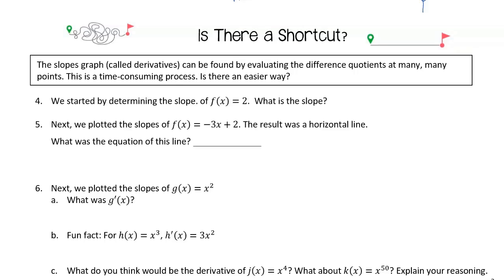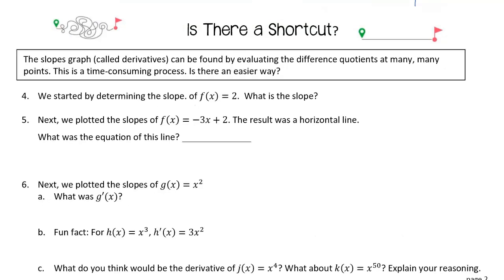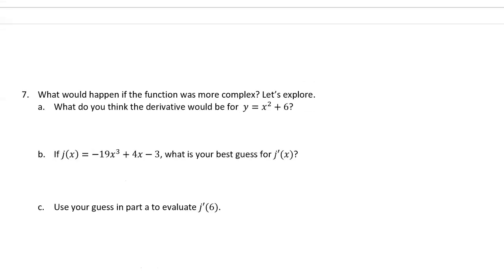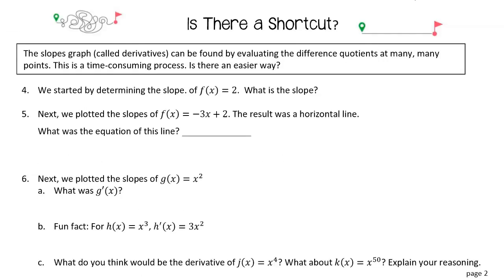In the last video, we looked at some slope graphs. And the way to find these graphs is we can evaluate the difference quotient at many points, or we can use the limit of the difference quotient to find a formula. But maybe there's an easier way. To explore this topic, go ahead and pause the video and give me your best answers for problems 4, 5, 6, and 7. And then we'll go back and add some margin notes.